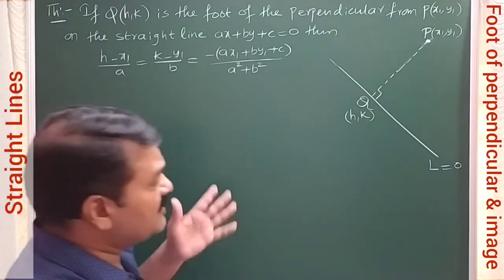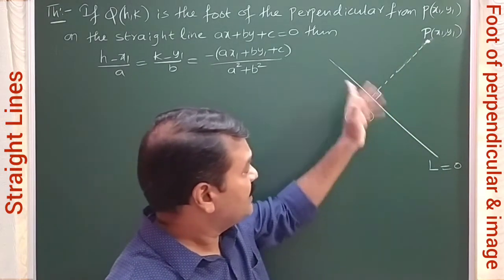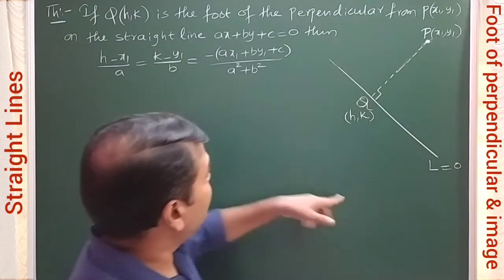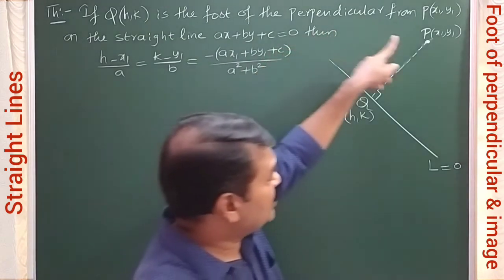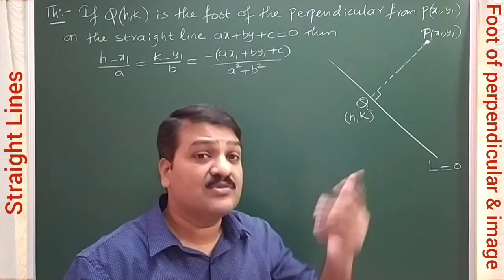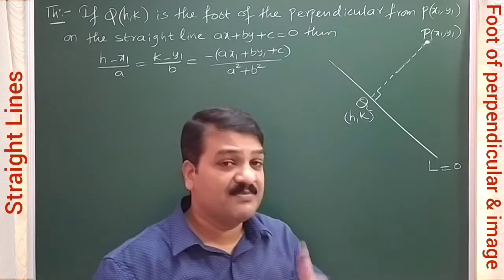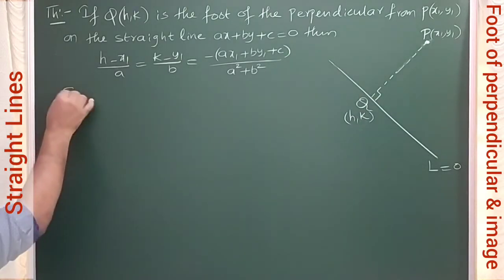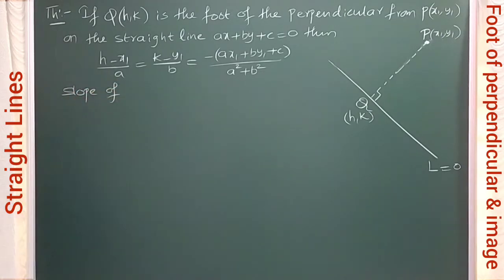From the figure it is clear that PQ is perpendicular to the line. So what is the line? ax plus by plus c is equal to 0. PQ is perpendicular to the line means the product of the slopes of PQ and this line must be minus 1. So let us see the calculation of the slopes of both the lines.